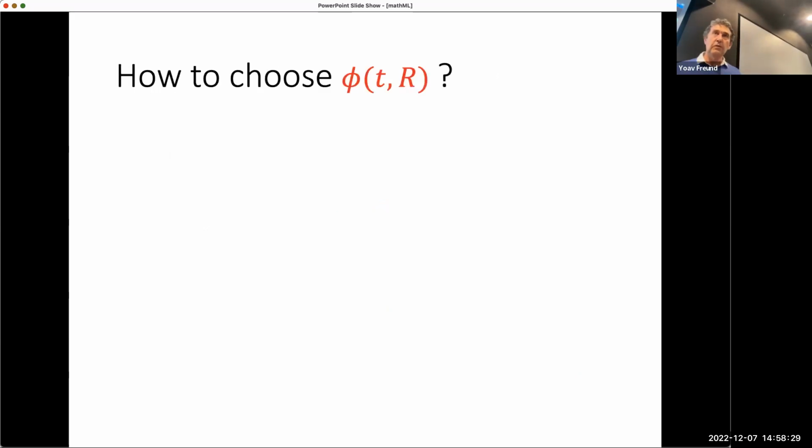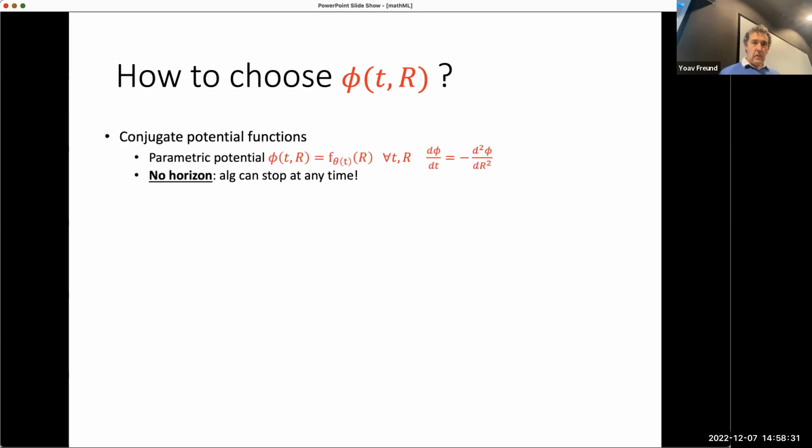Okay, so how to choose phi TR? Now I actually tried to choose phi TR to be min-max for a known horizon, but I failed. I couldn't do it. It doesn't work. What does work is something in a way kind of more ambitious. Basically say, forget about horizon. Let's find some function that satisfies this Kolmogorov backward equation for all time. And now you have an algorithm that you can stop at any time.